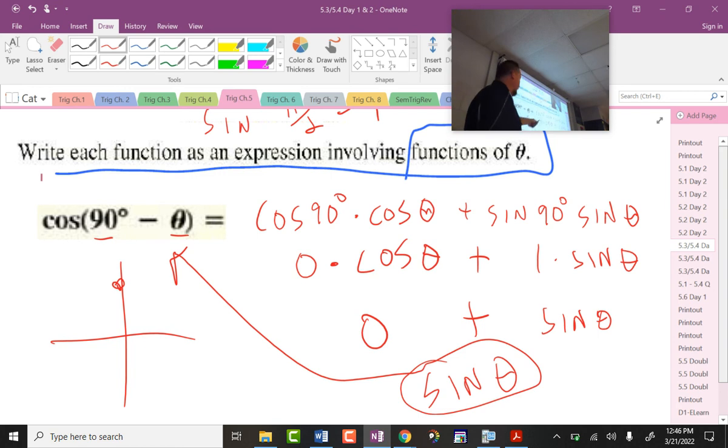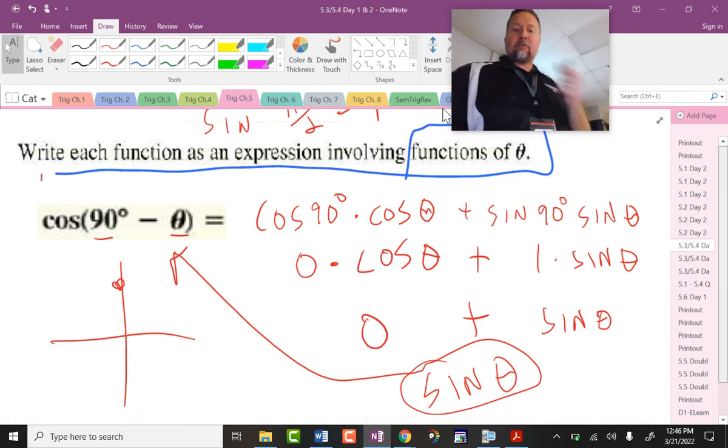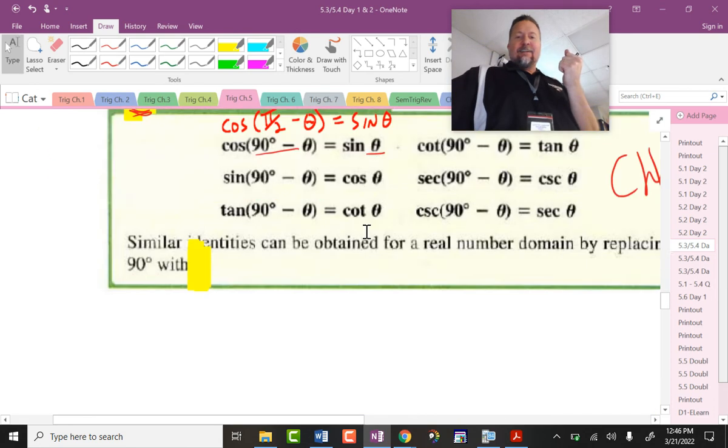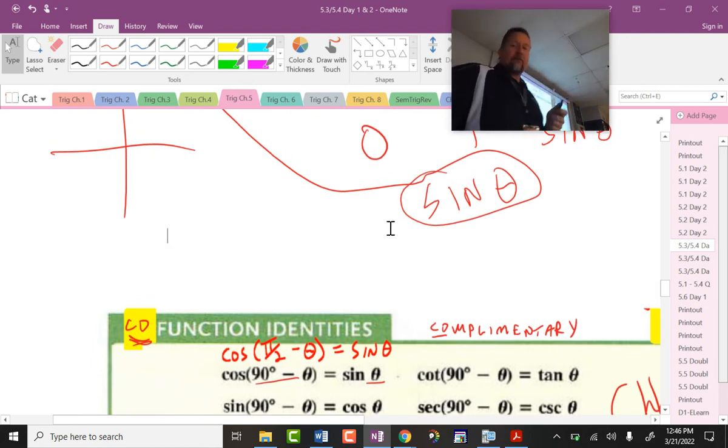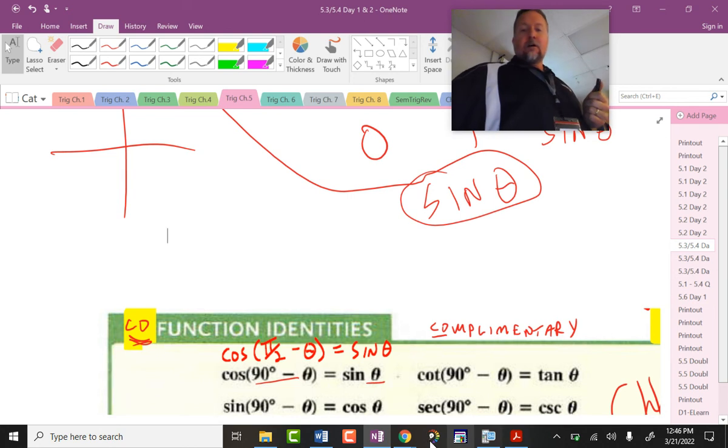Just a real quick thing. And then notice we're doing these quick evaluations again. Chapter 2 and 3 are back, baby. They're back with a vengeance. All right, and then there you go. There it is. Cosine of 90 minus theta is sine of theta. We just proved it through that other identity. Alrighty, I'm done.